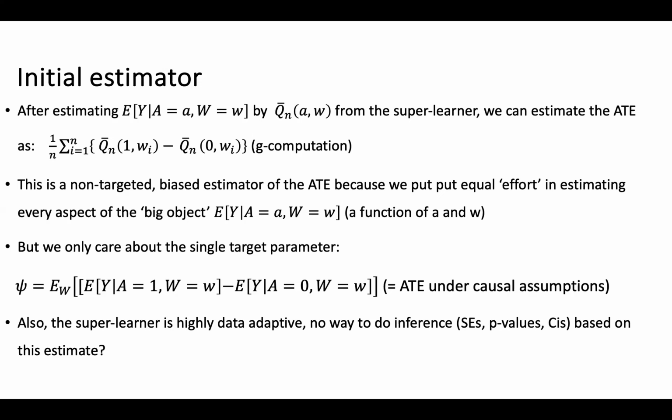Let me say a little bit about the targeting versus non-targeting. We're putting a lot of effort in trying to estimate this initial regression function, but our final goal is to estimate a particular parameter that depends on that entire regression function. The way we estimate that entire regression function is minimizing some loss that puts equal effort in estimating every aspect of that high dimensional or complicated object, without taking into account that in the end, all we want is a single parameter related to that regression. We want the average treatment effect.